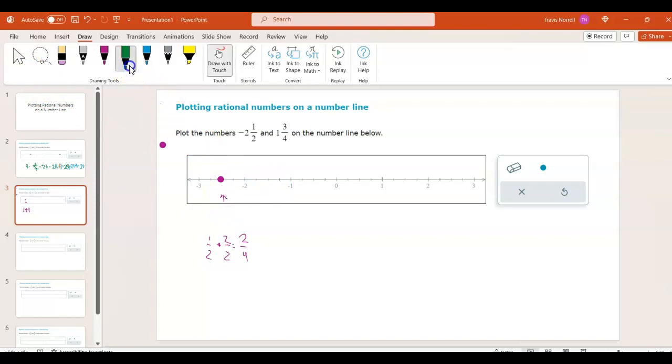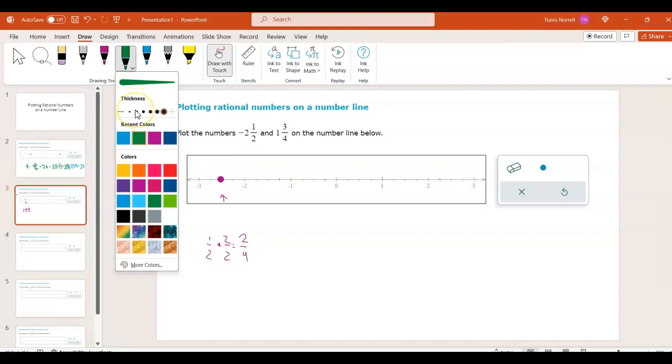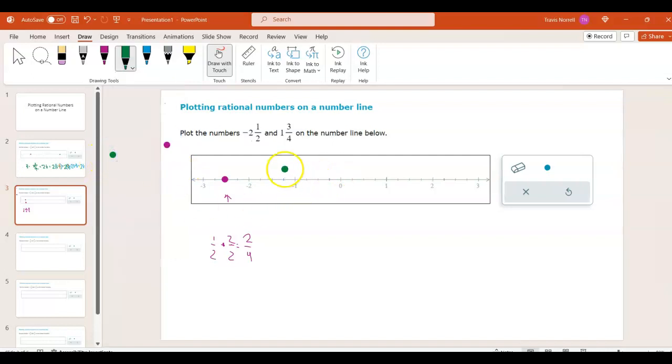Okay. If we now want to try the 1 3/4, that's going to be a little easier because first of all, I'm going to go in the positive direction, positive 1, then 1, 2, 3 out of 4. So that one was much easier because I didn't need to convert anything.